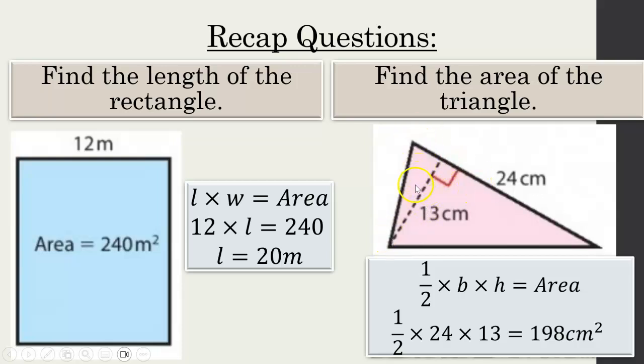If you imagine we flip the triangle over, we could get the same arrangement as before. So what is it? It's half the base. The base is 24, by the height, which in this case is 13. So it's half of 24 by 13. That's going to be 198 centimeters squared. Don't forget the squares as well. Over here, this is 240 meters squared. This is 198 centimeters squared.